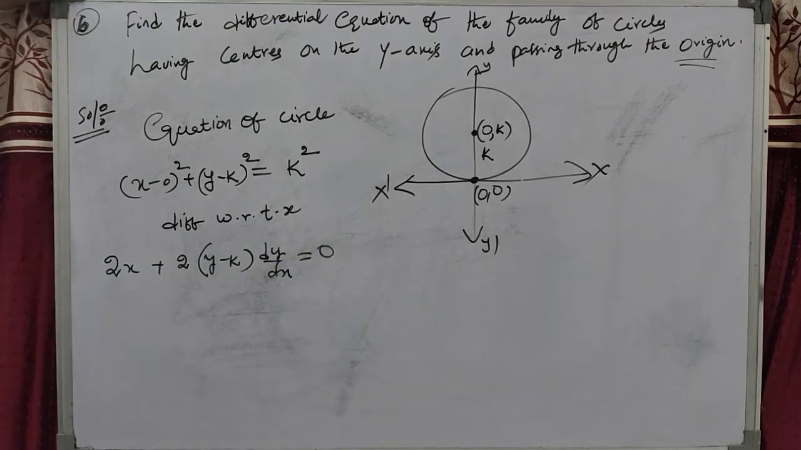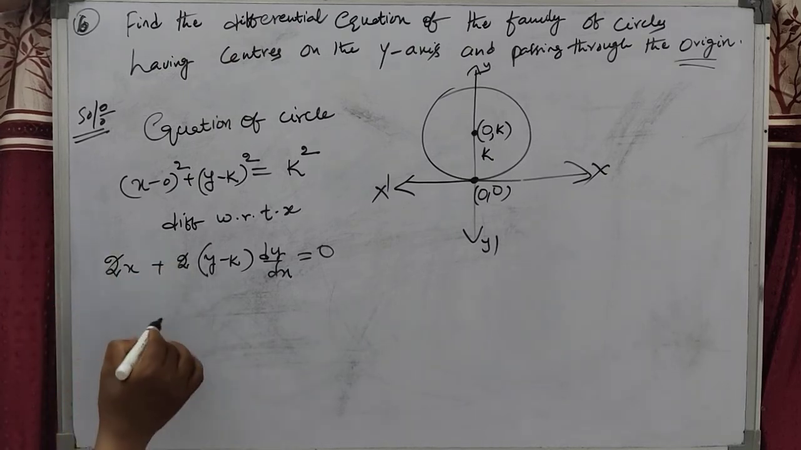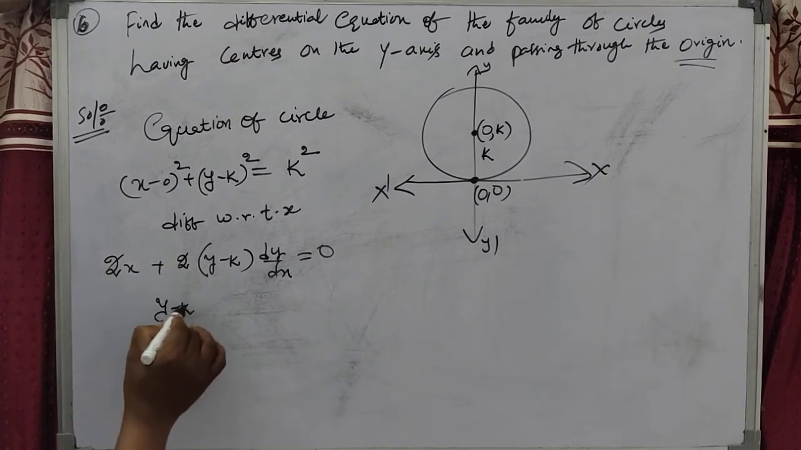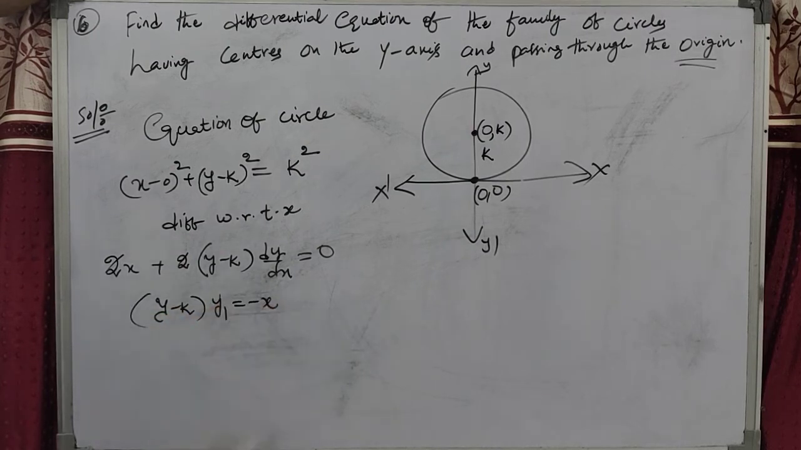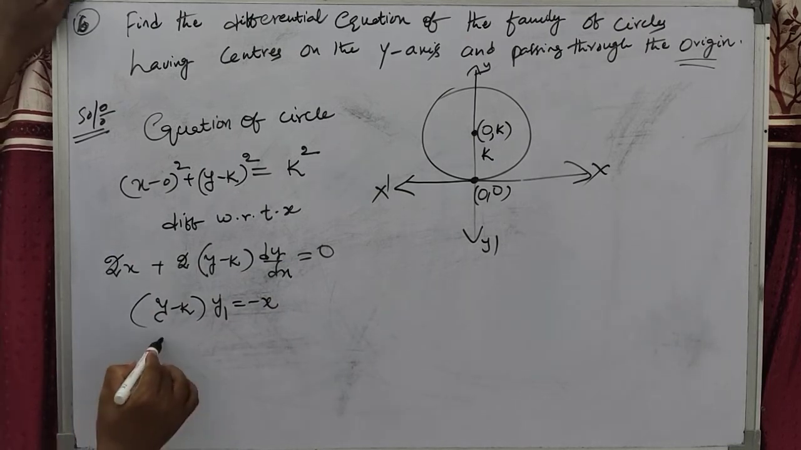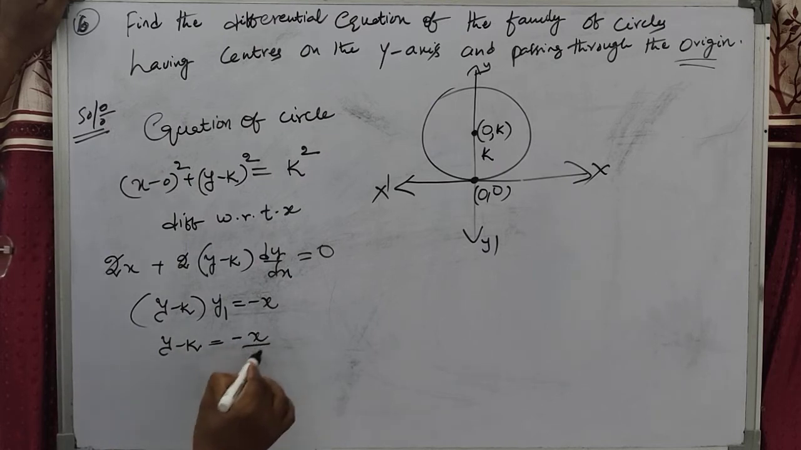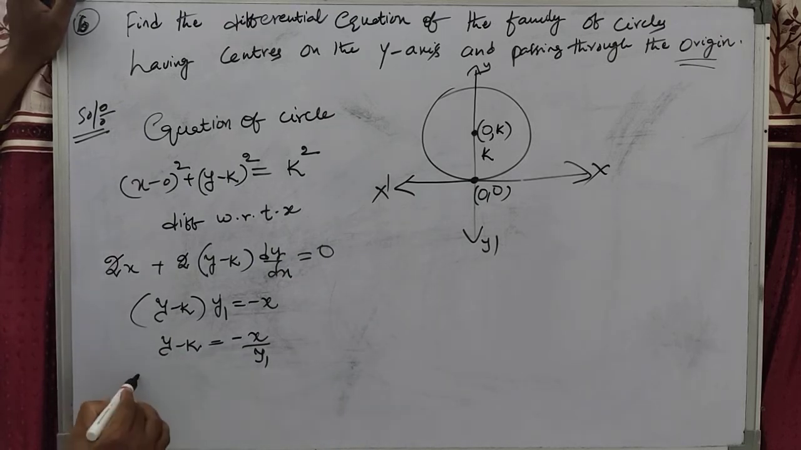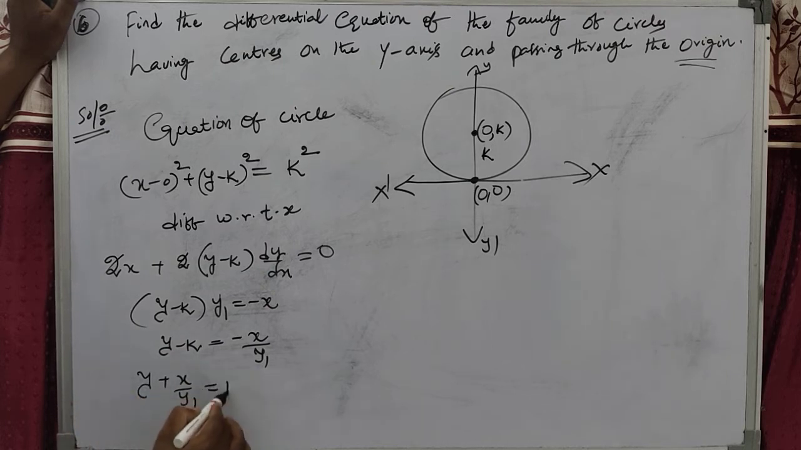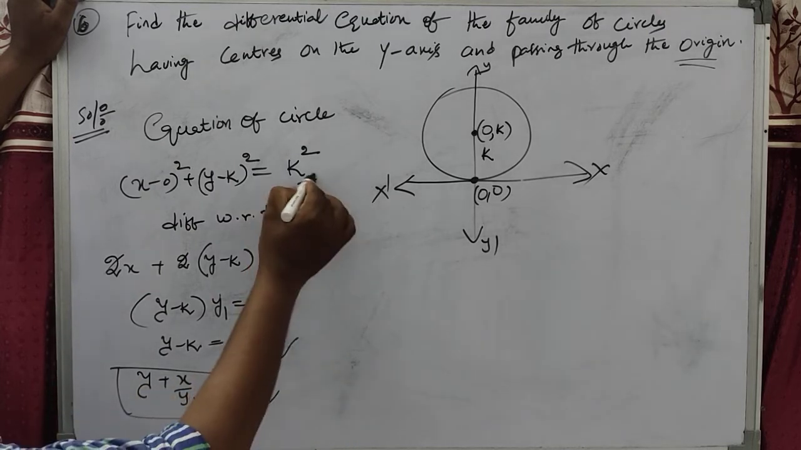Dividing by 2, we get (y − k) y1 = −x. So y − k = −x/y1. Therefore we got k = y + x/y1. These values are substituted in this equation.